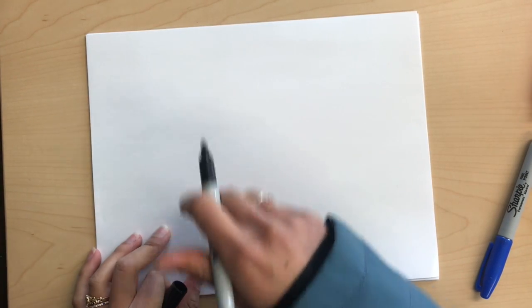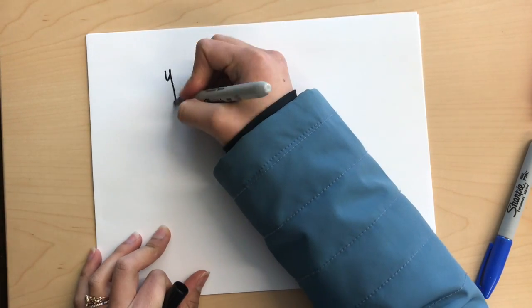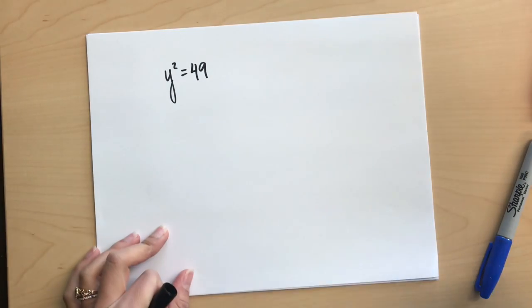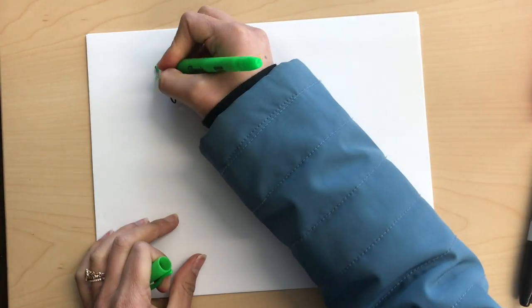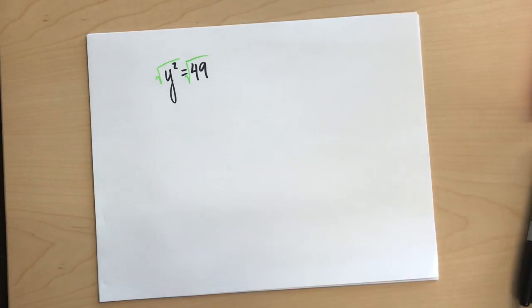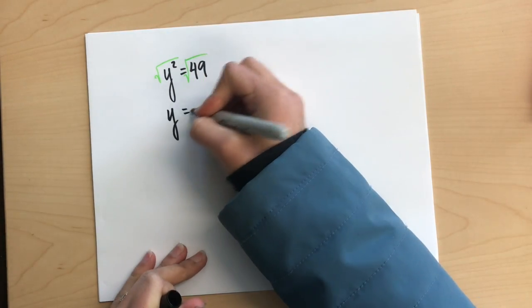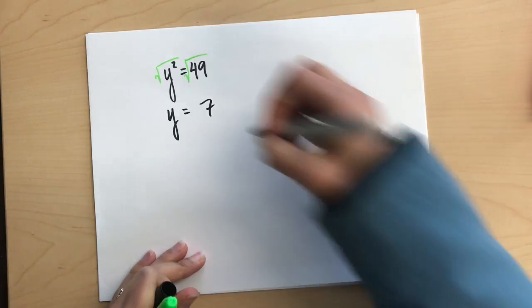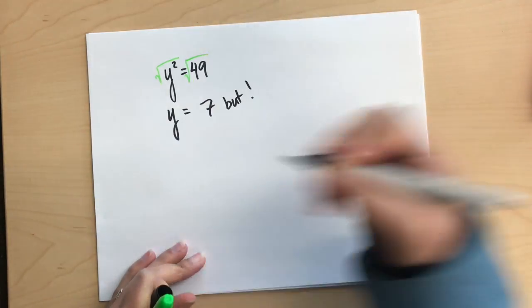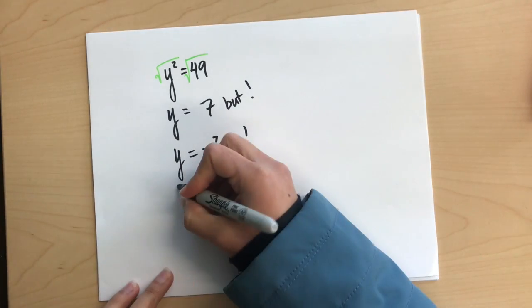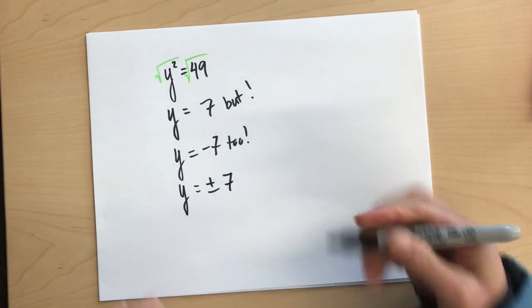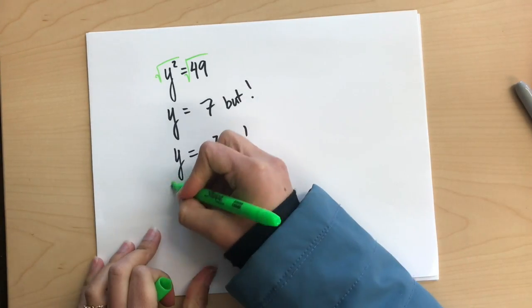Now, this chapter is all about solving equations, specifically when I have a variable that's squared. So if I have y squared equals 49, this is pretty easy to solve because I can just take the square root of both sides. And then y would equal 7. Now there's one more thing, because there are actually two things that can square to equal 49. It's not just 7, but also -7, which means y is equal to plus or minus 7.